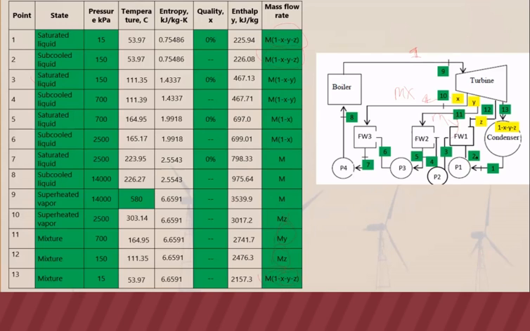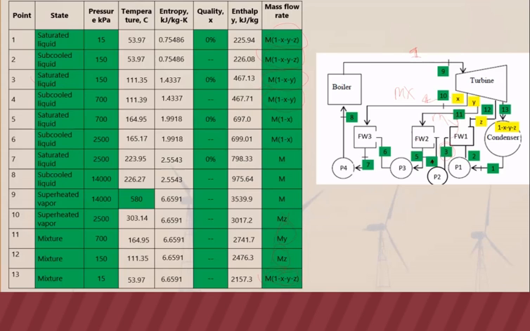Then you can also see that point 2 and 12 will mix. And since point 2 is 1 minus x minus y minus z, and 12 is z, then they will add up. So the resulting flow at point 3, when you add that, will be 1 minus x minus y. It will flow to the pump, and the same flow will be for point 4. That's why point 4 will still be 1 minus x minus y.